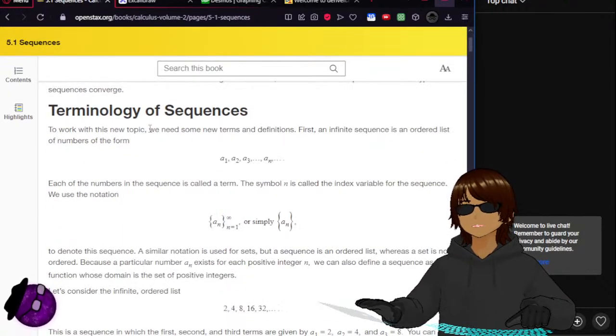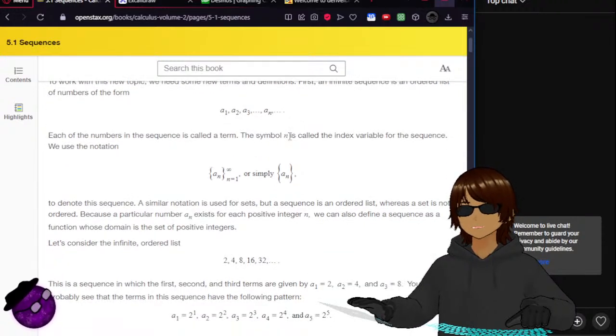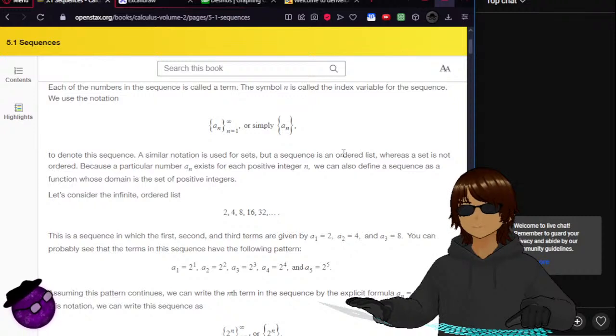Anyways, terminology of sequences. To work with this new topic, we need some new terms and definitions. First, an infinite sequence is an ordered list of numbers of the form a1, a2, a3, and so on. Each of the numbers in the sequence is called a term. The symbol n is called the index variable for the sequence. We use this notation to denote the sequence, from n is equal to 1 to infinity. A similar notation is used for sets, but a sequence is an ordered list, whereas a set is not ordered.